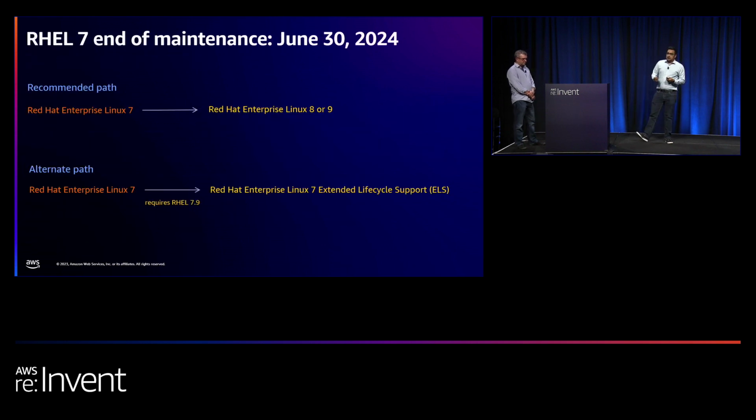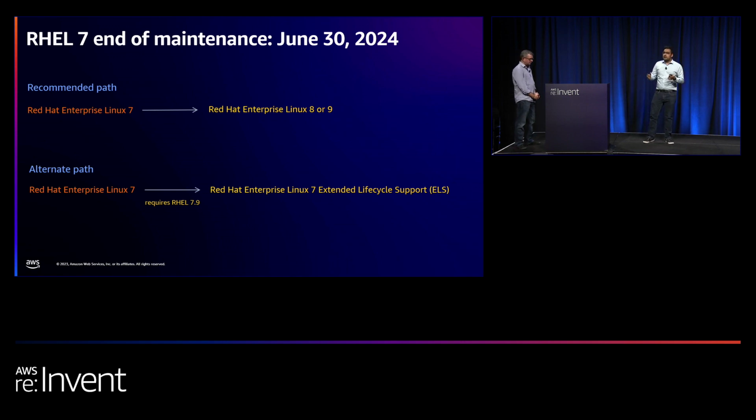The other significant event coming up: if you're running any RHEL 7 workloads, it will reach end of maintenance on June 30th, 2024. The recommended path from Red Hat is to move your RHEL 7 workloads to RHEL 8 or RHEL 9, which will be a more supported and up-to-date OS version.